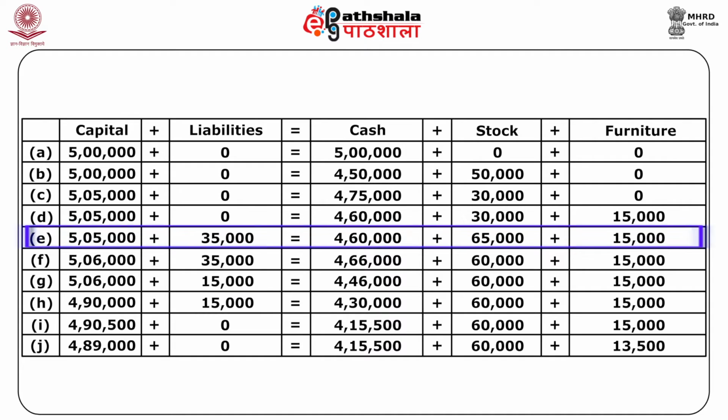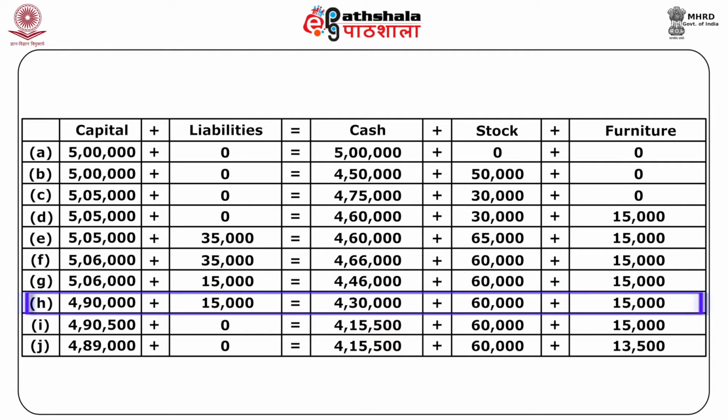plus 15,000 of furniture. Next, F part, 5 lakh 6,000 of capital plus 35,000 of liabilities will give you cash of rupees 4 lakh 66,000 plus stock of 60,000 plus furniture of 15,000. Then come to the G part, 5 lakh 6,000 of capital plus 15,000 liabilities will give you cash of 4 lakh 46,000 plus stock of 60,000 plus furniture of 15,000.